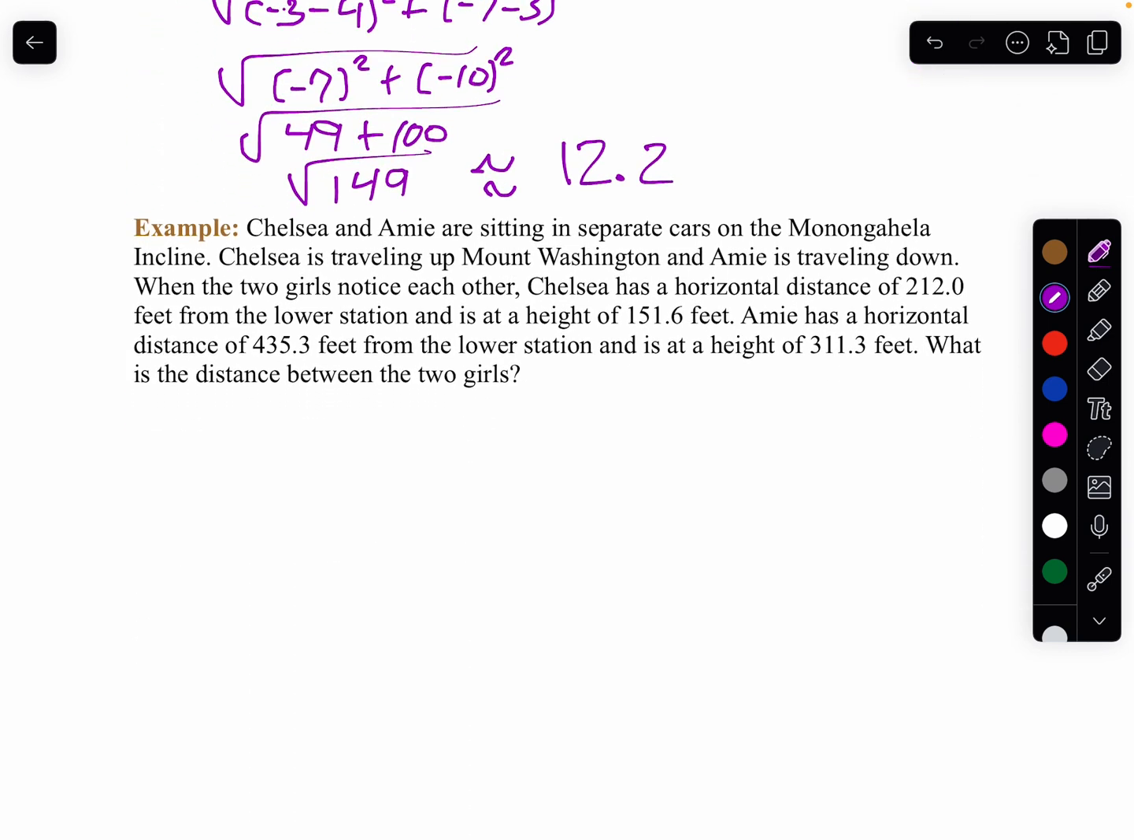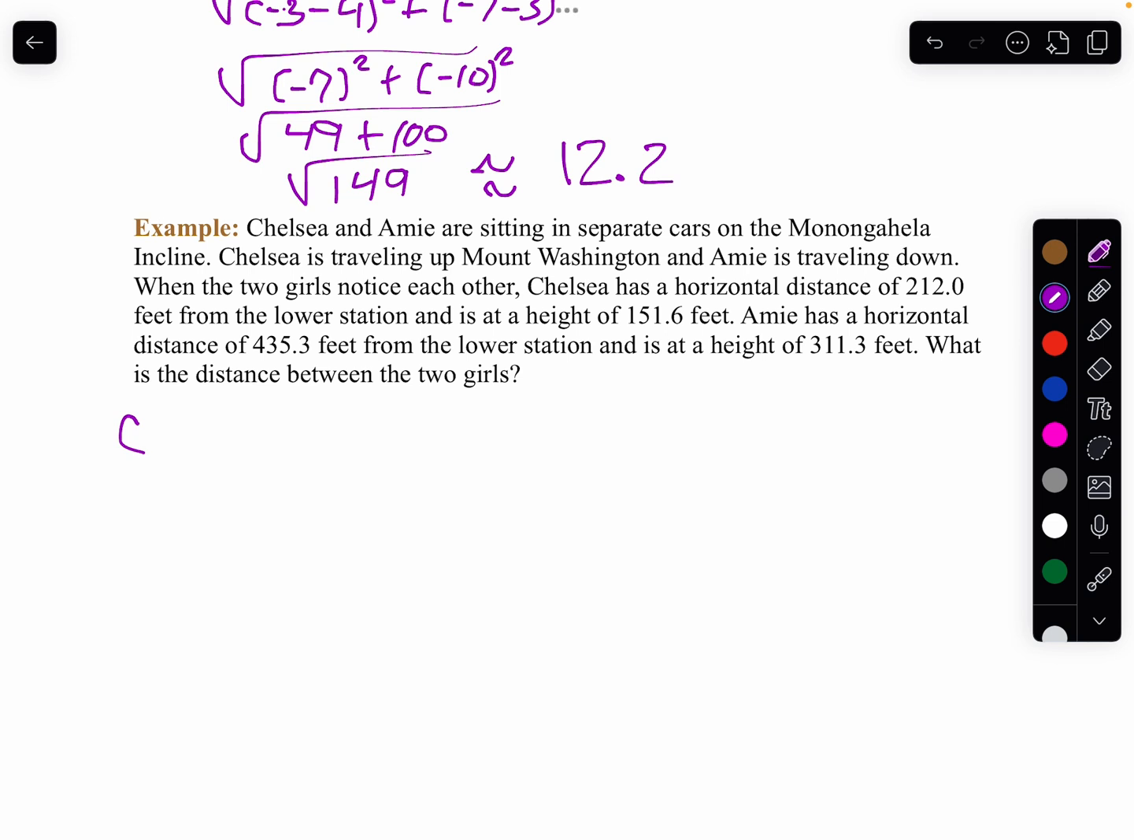In our next problem, we have Chelsea and Amy sitting in separate cars on the Monongahela incline. Chelsea's traveling up Mount Washington and Amy's traveling down. When the two girls notice each other, Chelsea has a horizontal distance of 212 from the lower station at a height of 151.6. Amy has a horizontal distance of 435.3 feet from the lower station and is at a height of 311.3 feet. Well, if you notice, these are just coordinates.